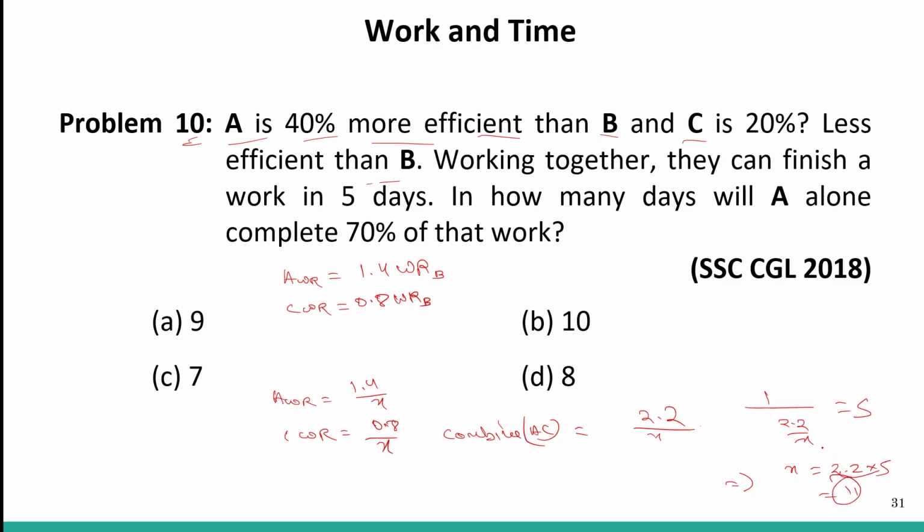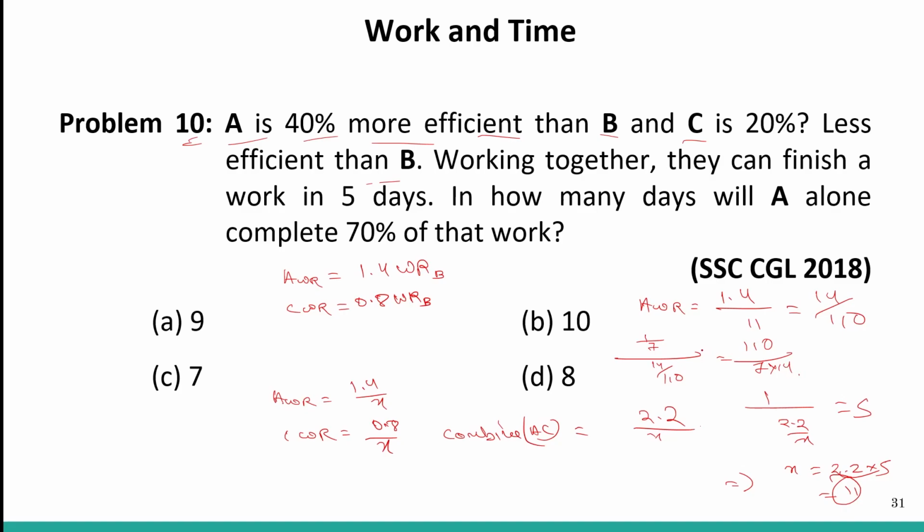So how many days will A alone complete 70% of that work? Okay, so given that x is equal to 11, so 1 by x, right? So AWR is equal to 1.4 by 11. So this is equal to 14 by 110, right? So what we have now is we have to complete 70% of that work. So how much time will it take? So 1 by 7 whole by 14 by 110. So 110 by 7 into 14.